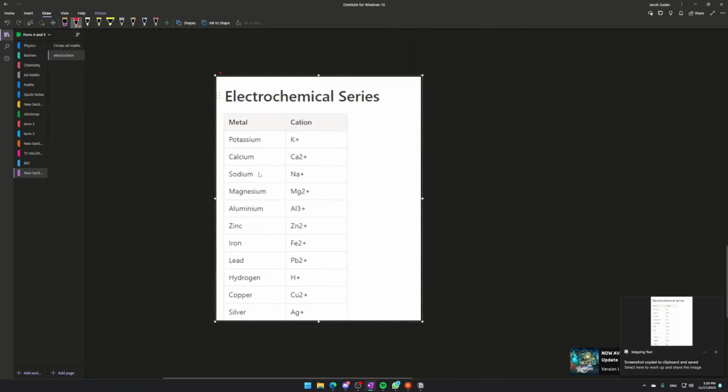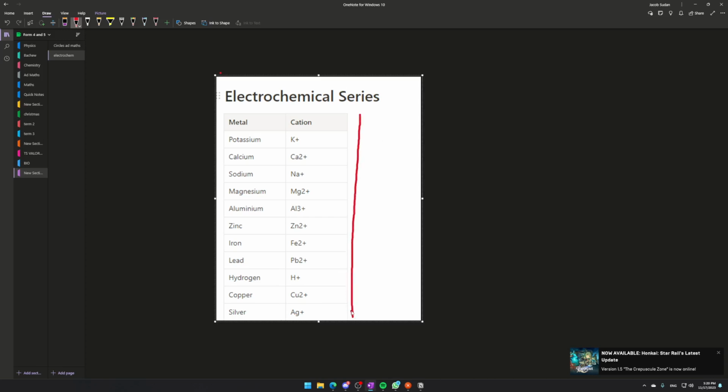Potassium, calcium, sodium, magnesium, aluminum, zinc, iron, lead, hydrogen, copper, silver. Now, it looks like a lot to remember, but if I'm gonna be completely honest, you just have to remember which ones are above hydrogen and which ones are below hydrogen, and you should be good to go. Now, the trend in this is that as it goes down, the ease of the discharge increases.